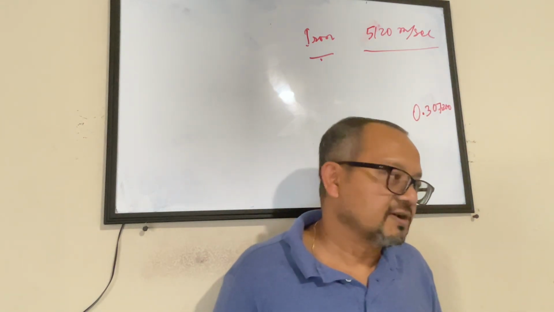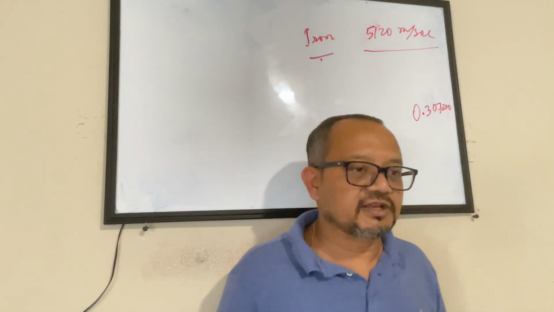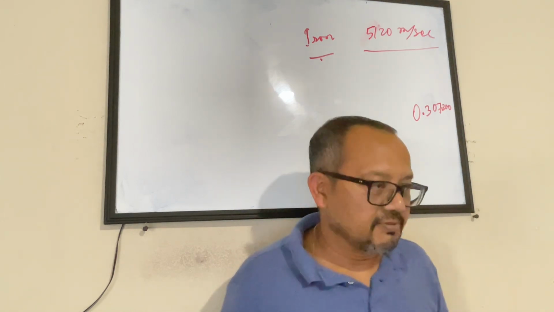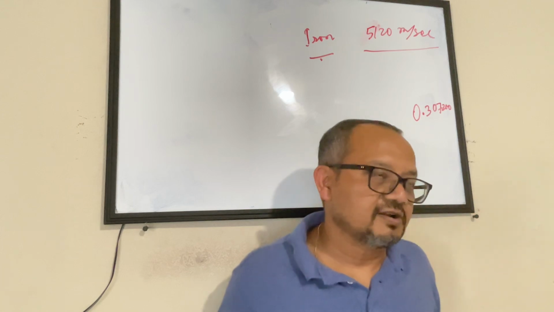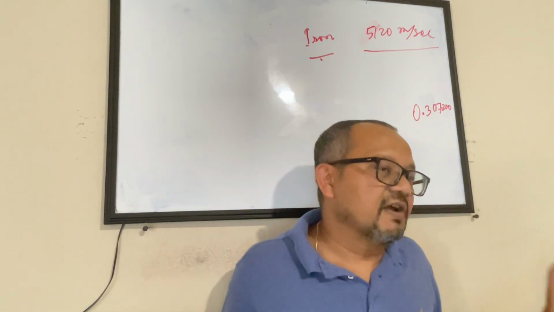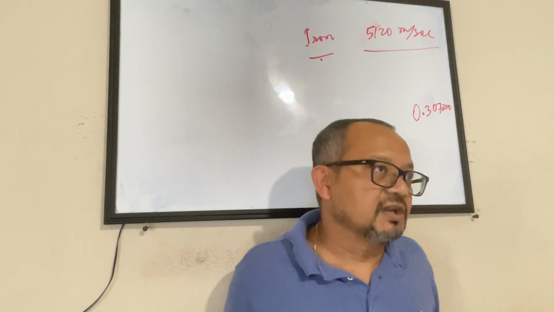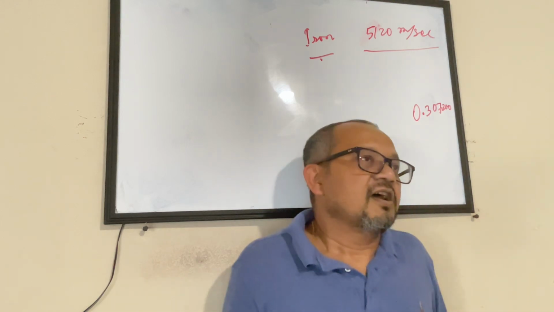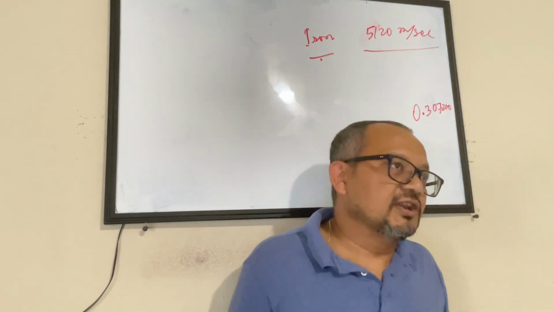So whoever solved it, review it. Read the question again. I'm reading it for you. It's not written anywhere. Sound wave traverses through iron at a speed of 5120 meter per second. What will be the speed in kilometer per hour?